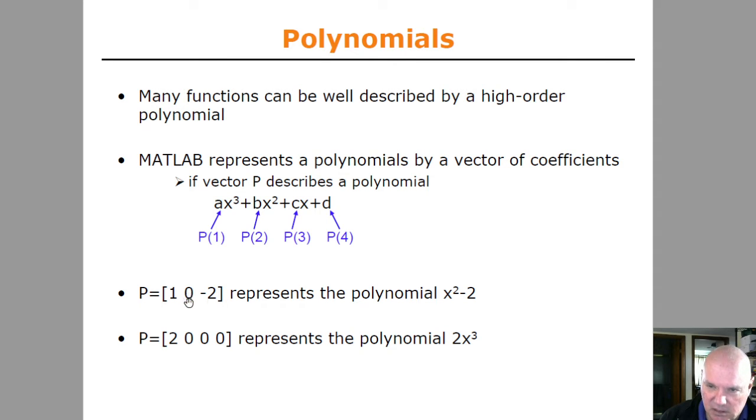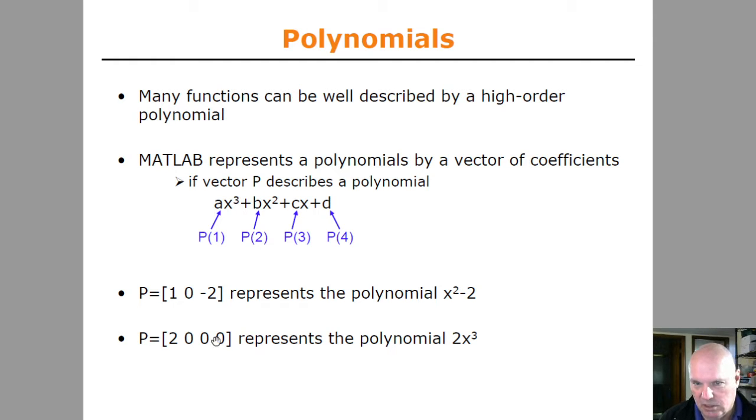You can't leave out the 0. The vector 1 minus 2 would represent a different polynomial. It would represent the polynomial x minus 2. So you have to include the zeros. Even for a case like this, where we want to represent a third order polynomial, so no constant term, no x term, no x squared term, and the x cubed term is multiplied by 2. But again, we need this full vector with these zeros to represent this 2x cubed polynomial. If we just tried to represent it as 2, instead that would represent the constant 2.